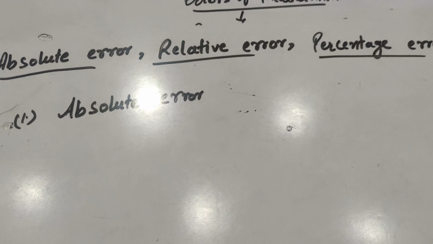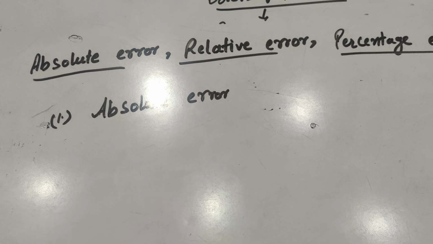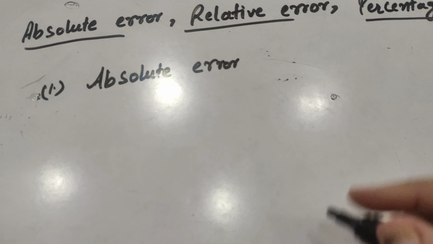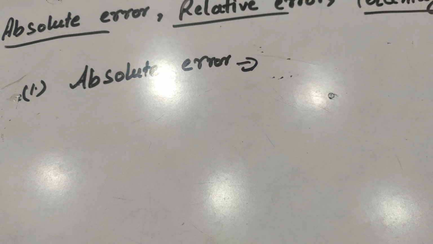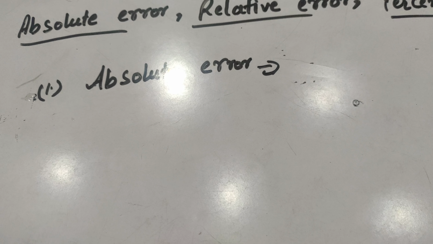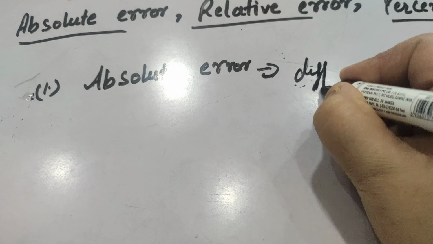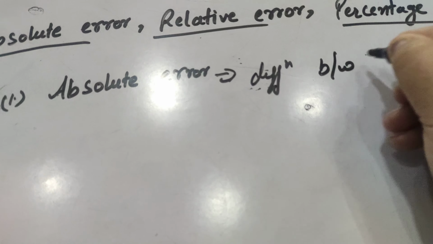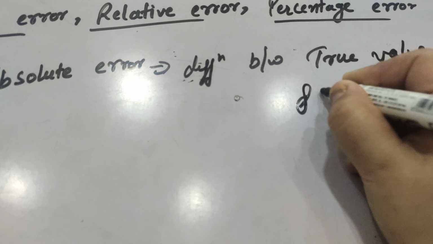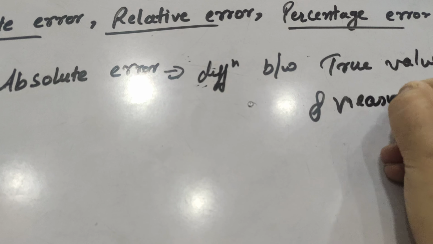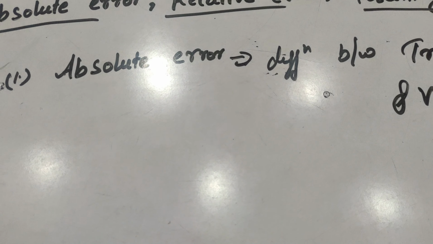Our next topic is absolute error, relative error and percentage error, which is an important topic for doing our numericals. The first one is absolute error. Absolute error is the error in the measurement of a physical quantity, and it is given as the magnitude of the difference between true value and measured value, as I have explained earlier.